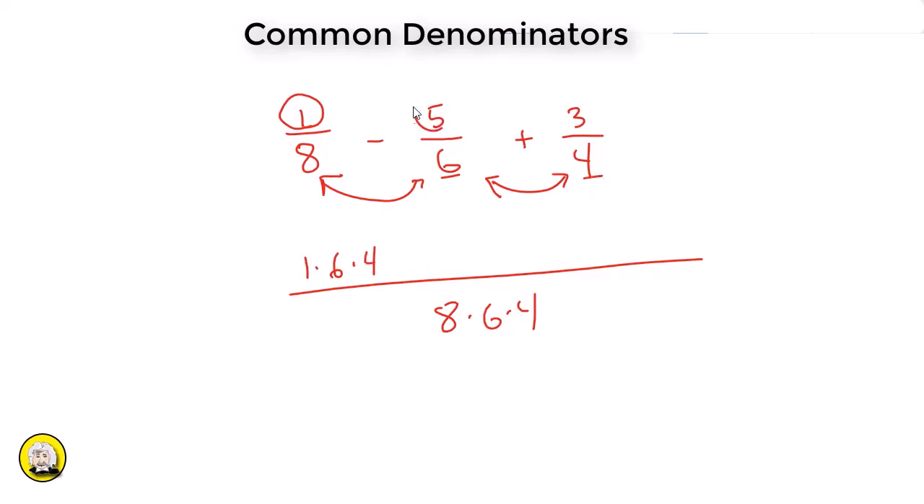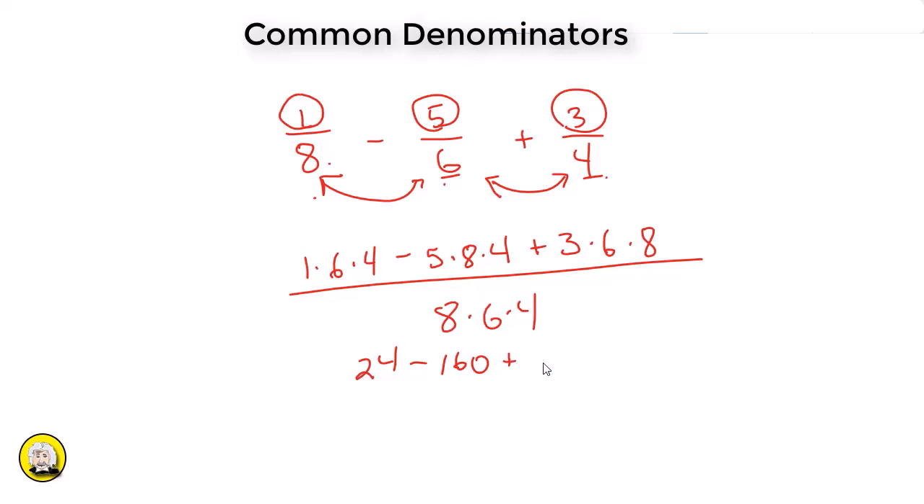And I'll move on to my next numerator, which is minus 5. Be careful about the sign. Times 8 times 4. And lastly, my plus 3 times the other denominators, 6 and 8. And now we simply do a summation in the numerator, which will be 24 minus 160 plus 144, all divided by 192.